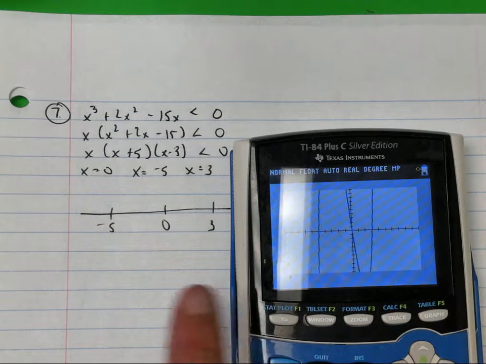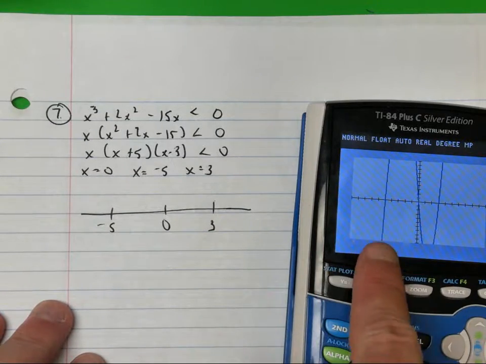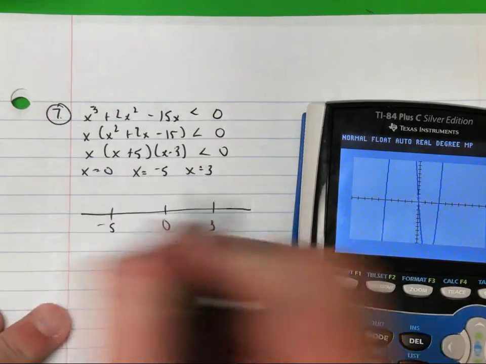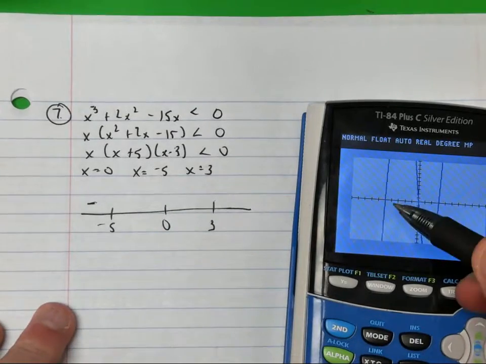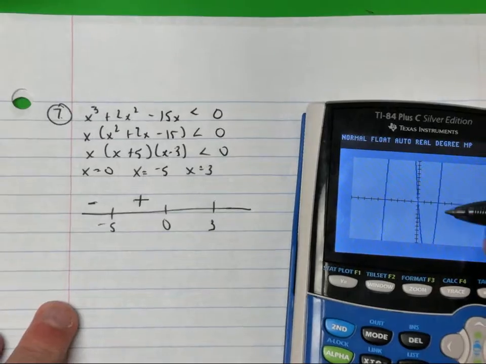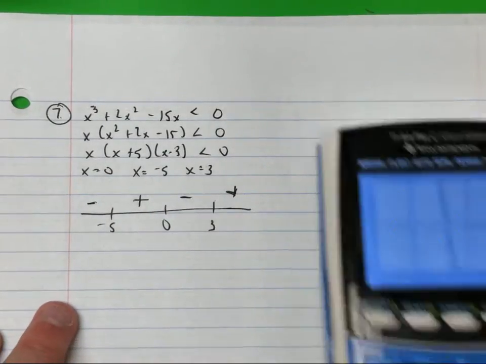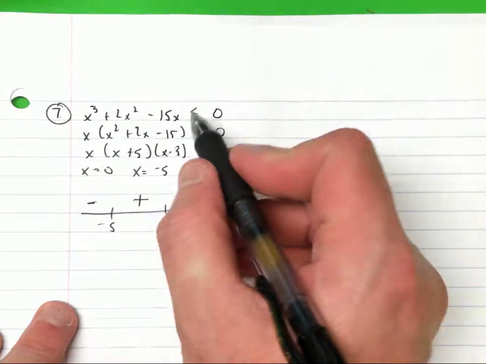Very good, it does. Now, looking at this, from negative infinity to negative 5 is coming up, so it's below the line, so it's negative. From negative 5 to 0, it's above, that is positive values. From 0 to 3, it's below, negative, and then positive. Okay? Now, it says less than 0.